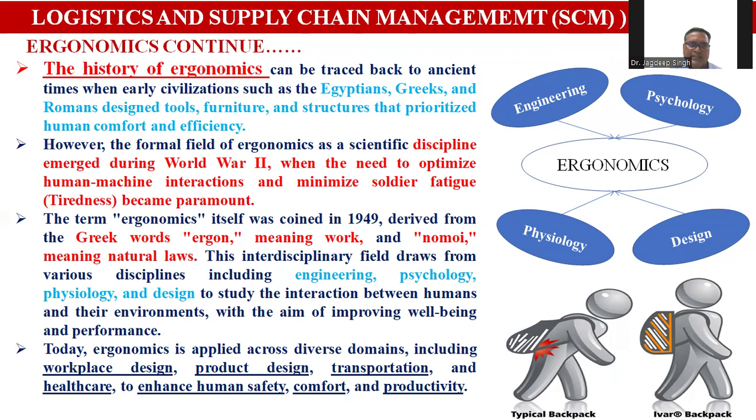The term ergonomics itself was coined in 1949, derived from the Greek words ergon meaning work and nomoi meaning natural laws. This interdisciplinary field draws from various disciplines, including engineering, psychology, physiology, and design, to study the interactions between humans and their environments, with the aim of improving well-being and performance. Today, ergonomics is applied across diverse domains, including workplace design, product design, transportation, and healthcare to enhance human safety, comfort, and productivity.